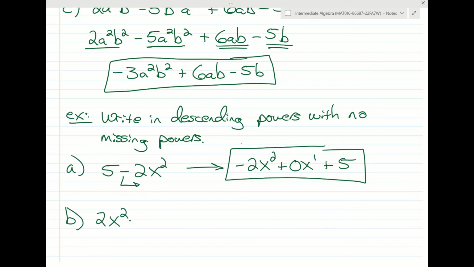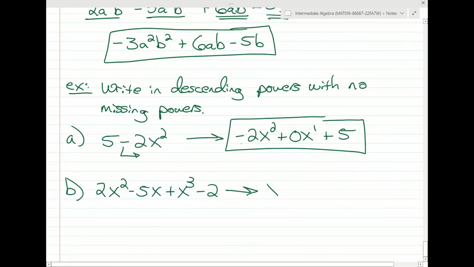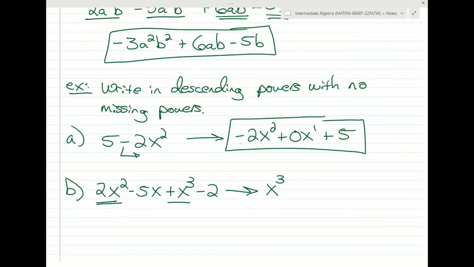2x squared minus 5x plus x to the third minus 2. With the highest power, x to the third, first, we write the next x to the second, then the regular x, and then finish with no x.